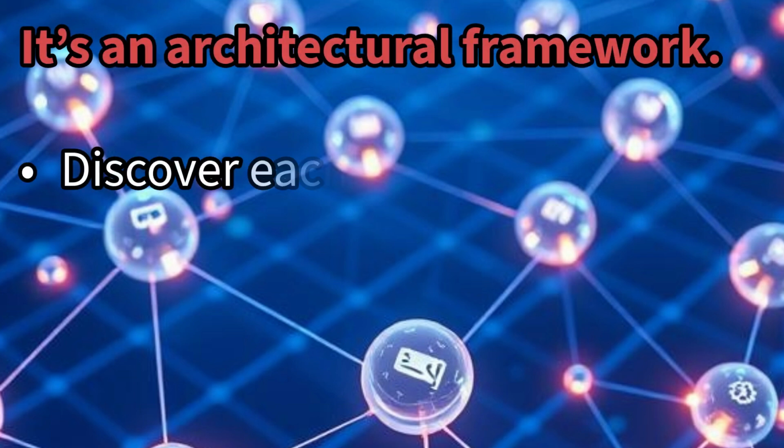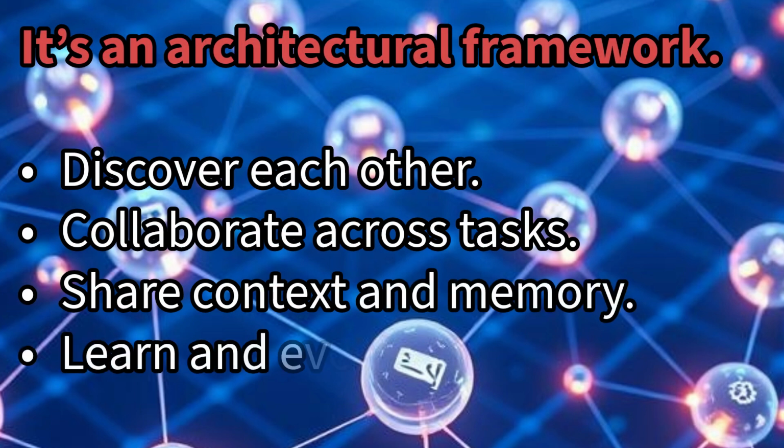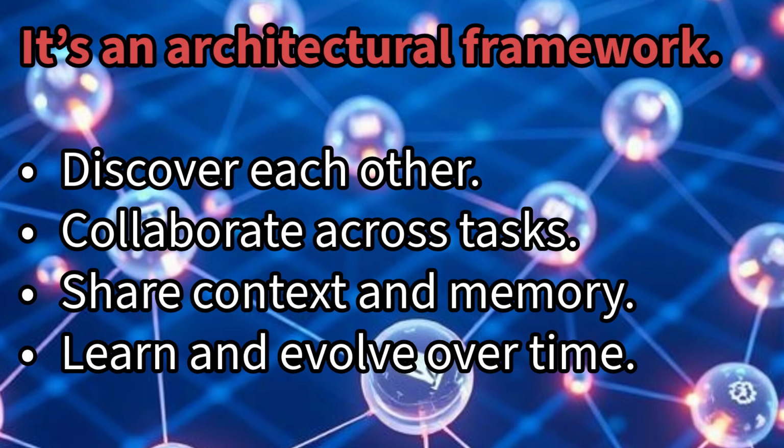To summarize, the Agentic Web is not a product or a platform, it is an architectural framework. It defines how intelligent agents discover each other, collaborate across tasks, share context and memory, learn and evolve over time. By combining structured communication, retrieval based memory, and collaborative logic, the Agentic Web unlocks a new layer of intelligence, one where AI doesn't just respond to commands but works alongside humans with memory and purpose.